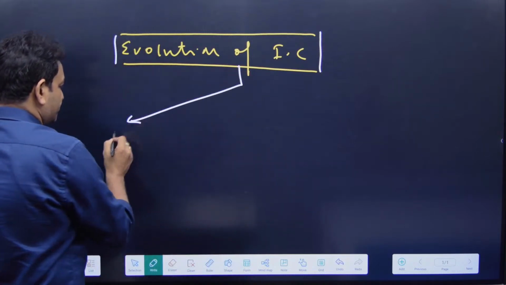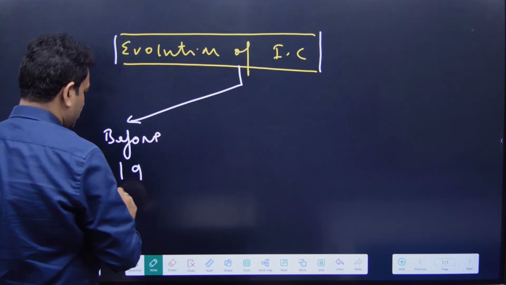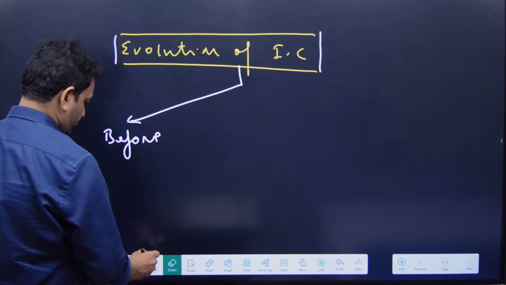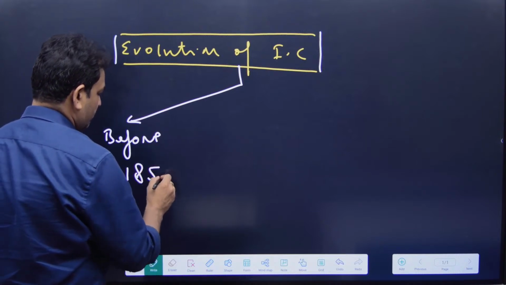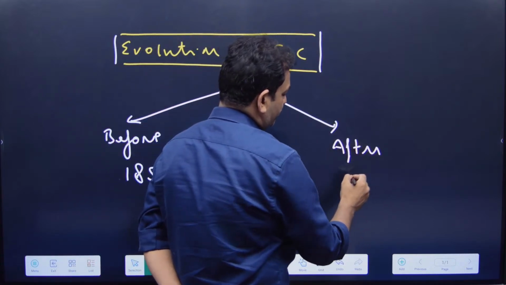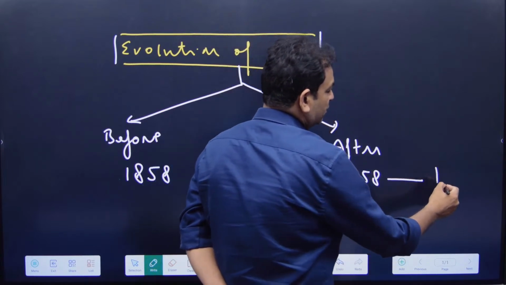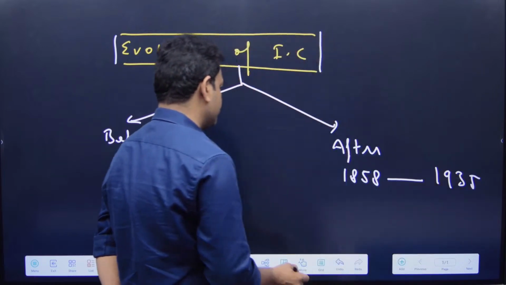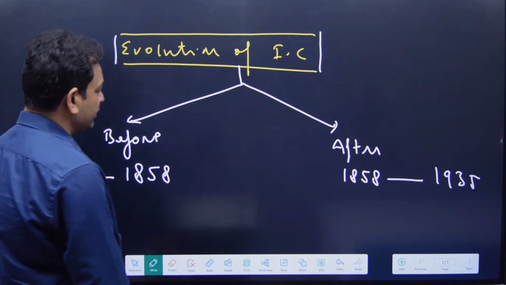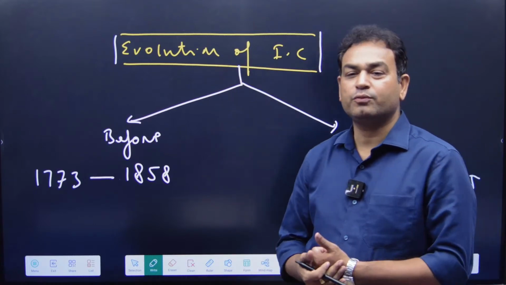Evolution before 1858 and after 1858, यानी 1858 से लेकर 1935 तक, 1773 to 1858. In two stages, we will study the evolution of Indian Constitution.